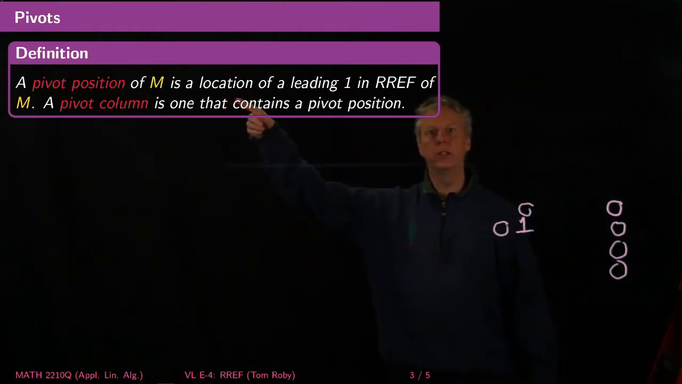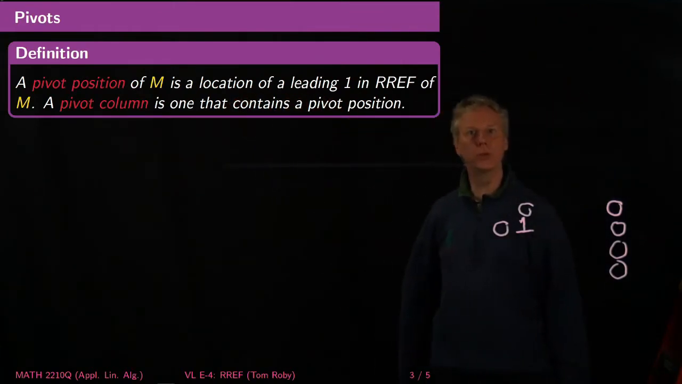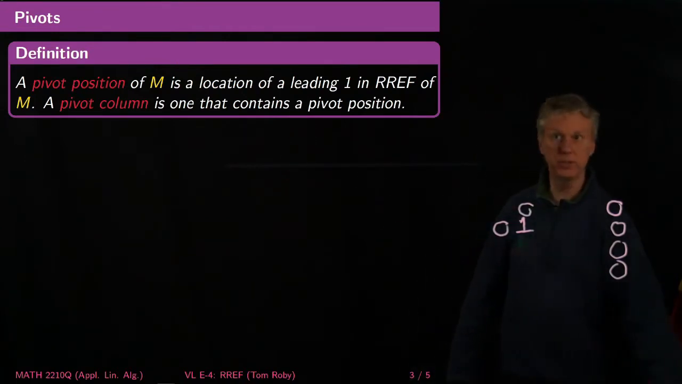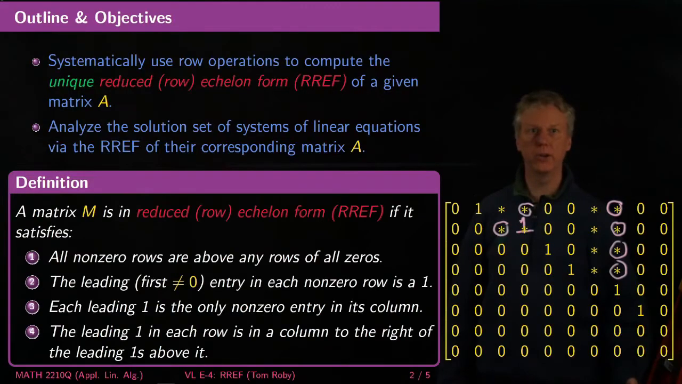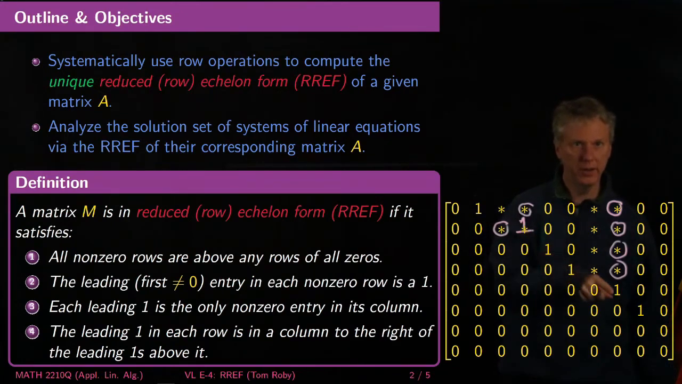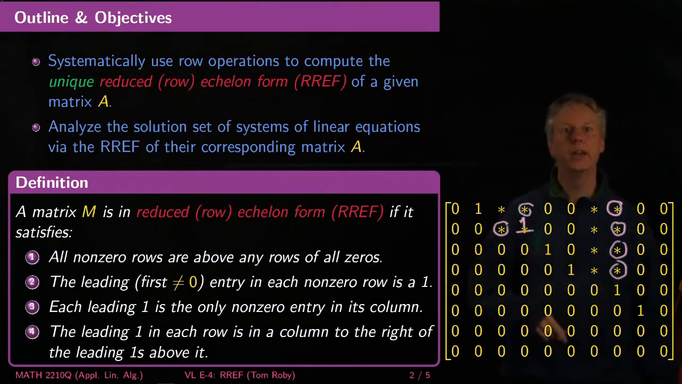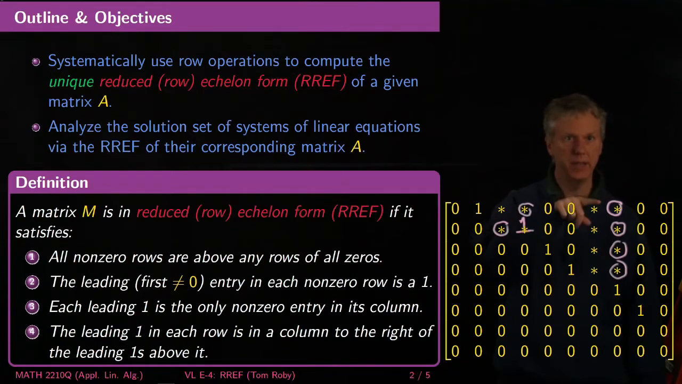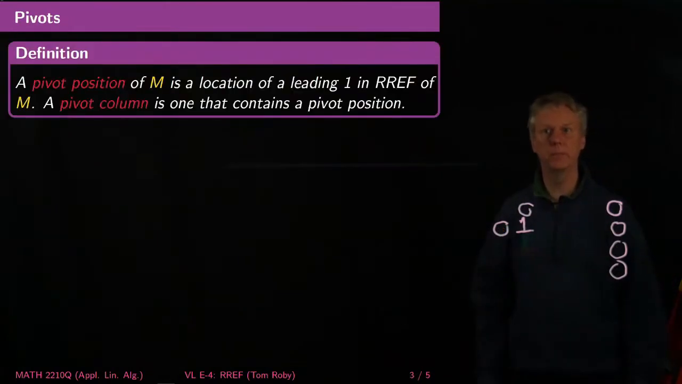Okay, so here's another definition. A pivot position of M is a location of a leading 1 in row-reduced echelon form of M, and a pivot column is one that contains a pivot position. Okay, so going back here, we see that these pivot positions are here, here, here, here, here, and here, and then the pivot columns are just the columns that those are in. So the pivot columns here are columns 1, 4, 5, 6, 8, and 9.